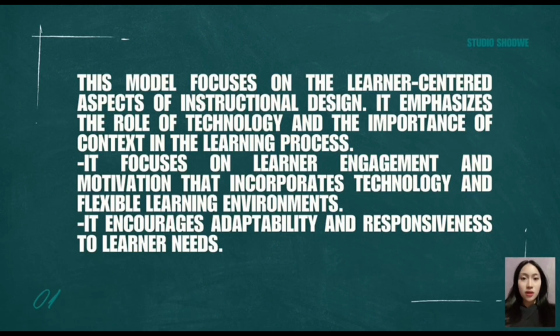This model focuses on the learner-centered aspect of instructional design. It emphasizes the role of technology and the importance of context in the learning process, and it also focuses on learner engagement and motivation that incorporates technology and flexible learning environments. It also encourages adaptability and responsiveness to learner needs.